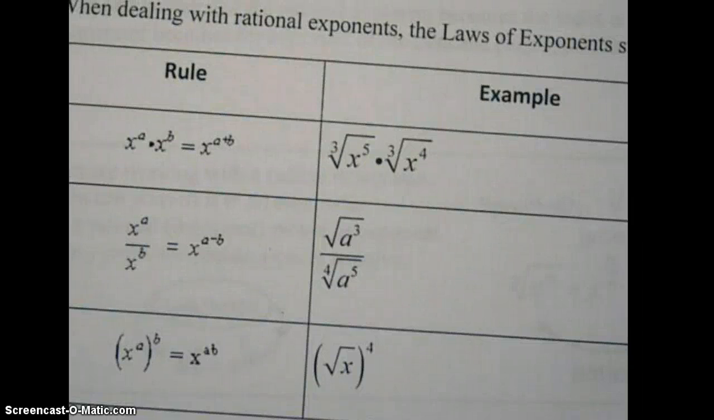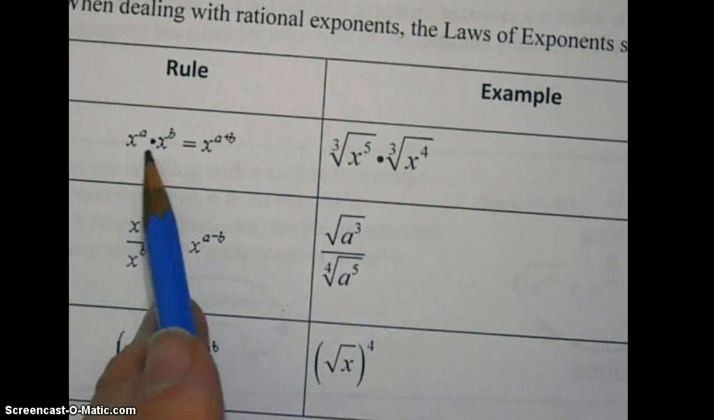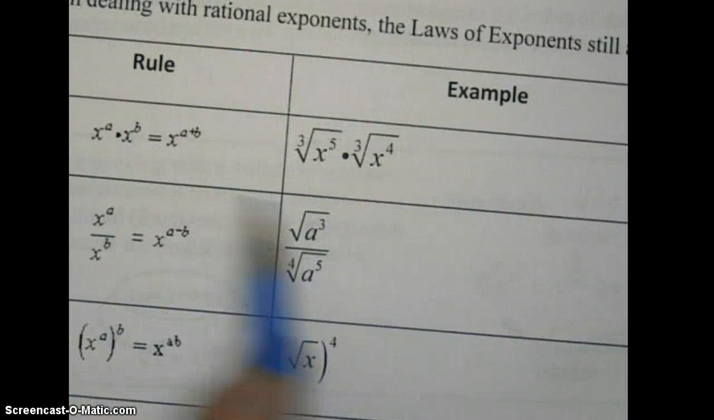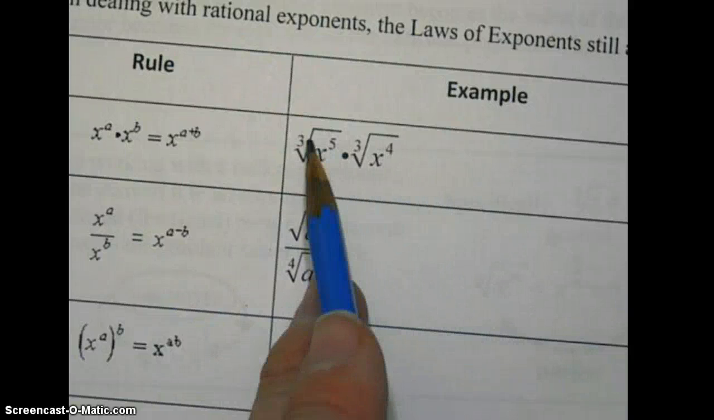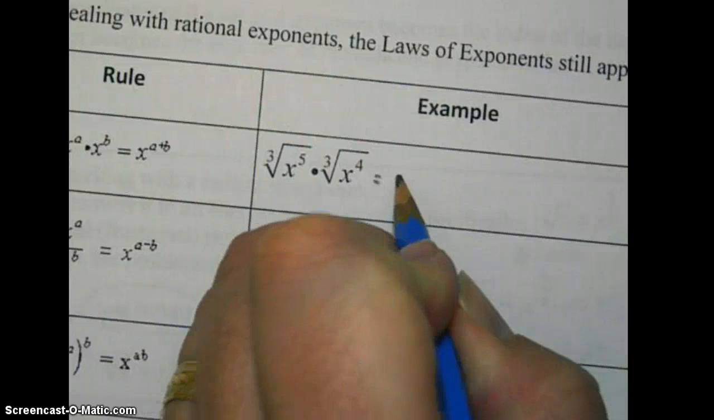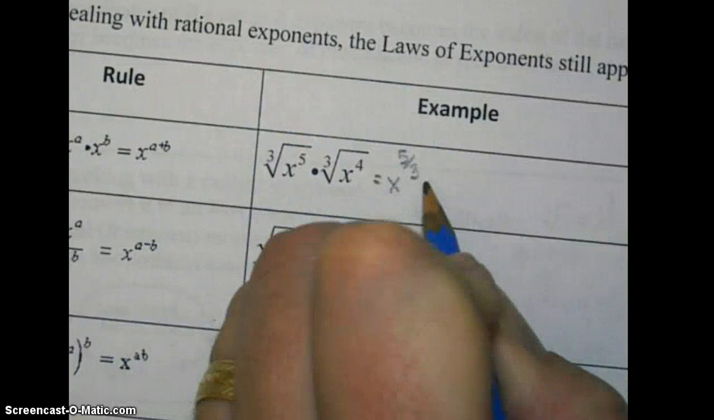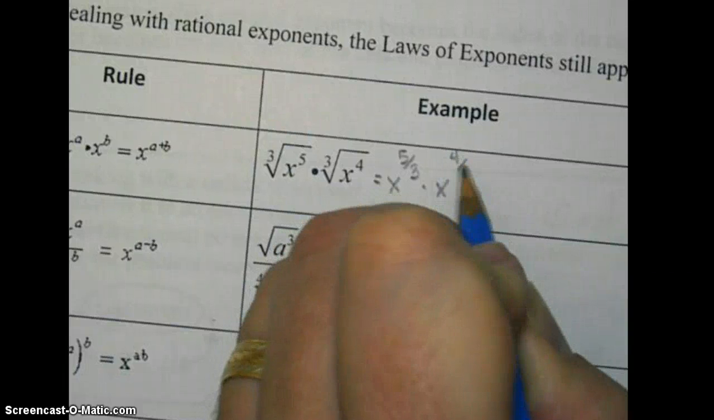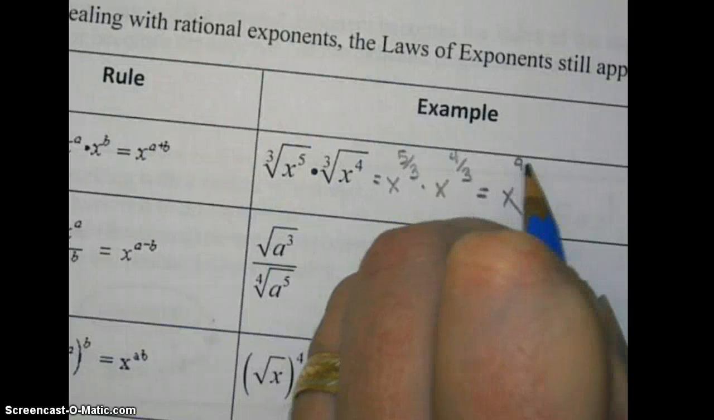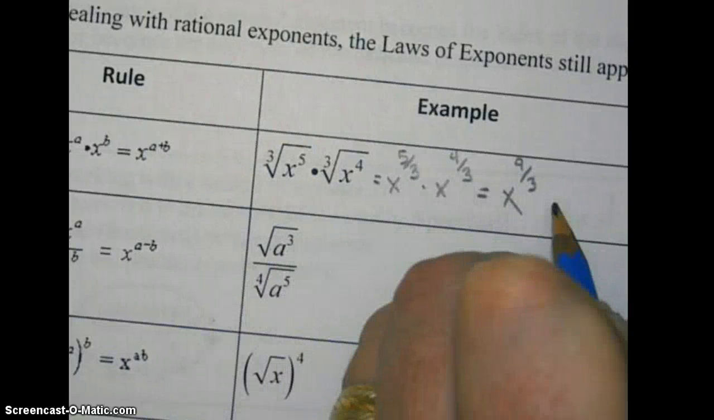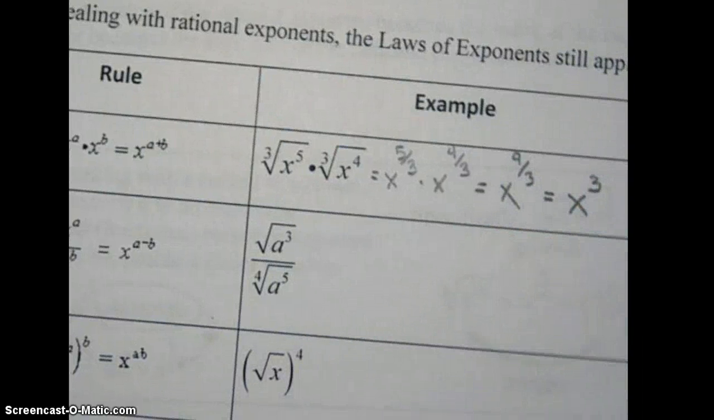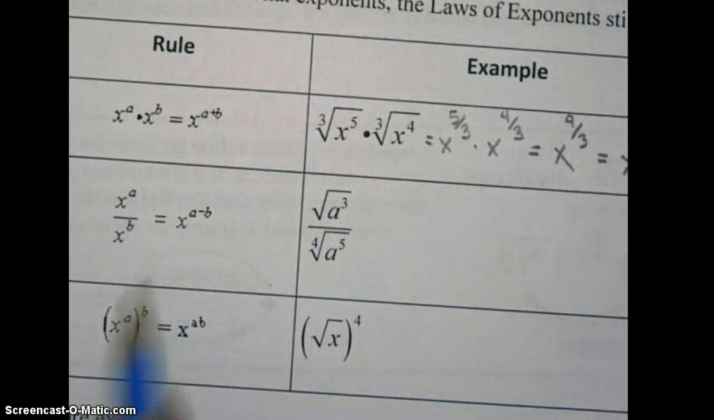Here are some rules that we already have learned. When multiplying like bases, you add the exponents. Now, in order to do that, we need to change these radicals to rational exponents. So let's do that real quick. So we get x to the 5/3 times x to the 4/3. So we get x to the 9/3 when we add them, and x to the 9 divided by 3 is 3.